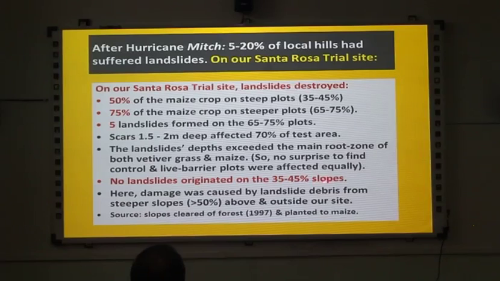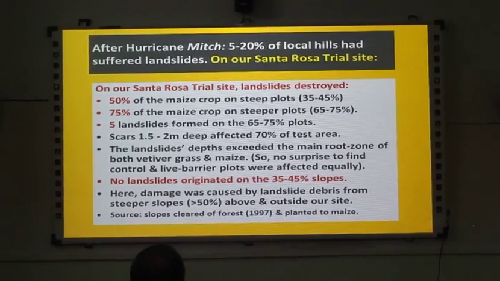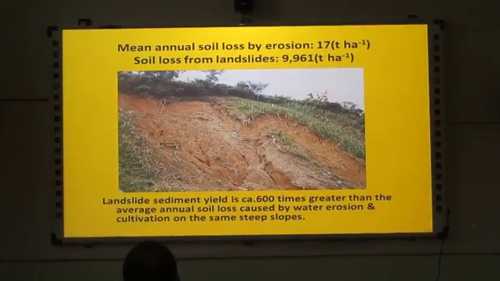No landslides originated on the 35 to 45 degree slopes. Damage was all due to the landslides from the steeper slopes, some of them above and outside our site. But they had all been cleared of forest and planted to maize in 1997, just before this happened. So it's a classic case study. If you have a heavy rain in this sort of season, it can probably have the same effects here.